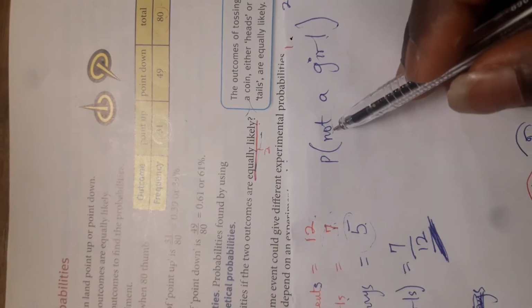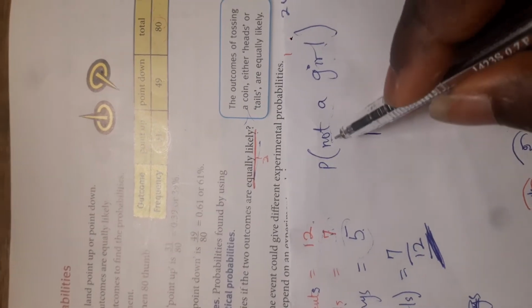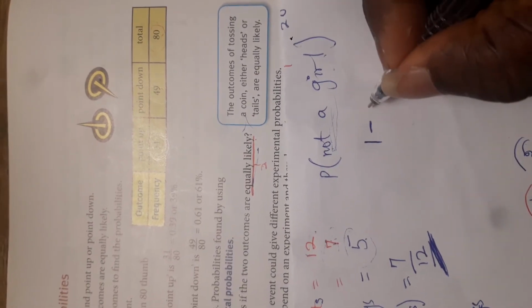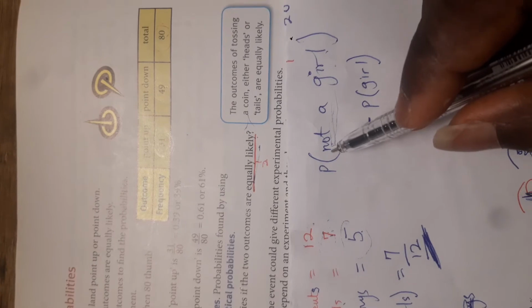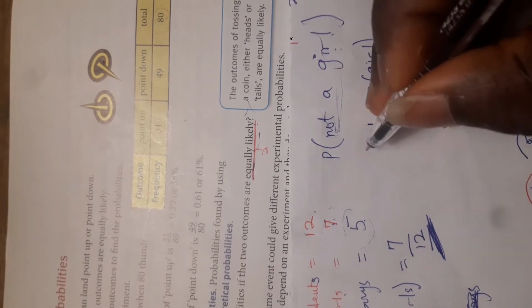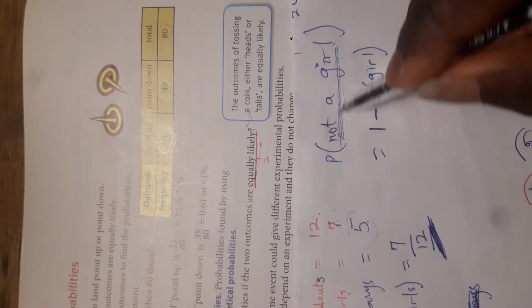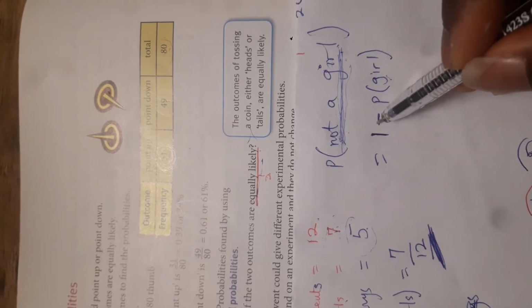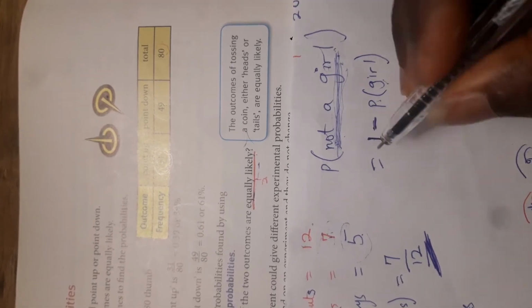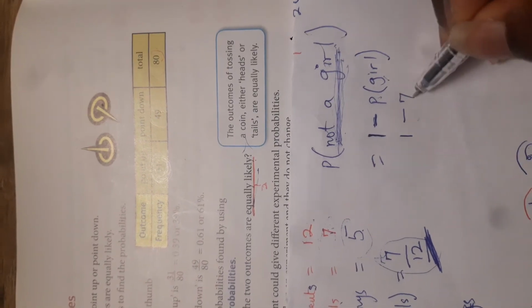So, when I ask you to find a statement like this, it means 1 minus the positive statement of this. 1 minus the probability that it's a girl. Find the probability that it's not a girl. It means 1 minus the positive statement of this. What is the positive statement? It means girl. This is the negative, not a girl. So for you to find the probability that it's not a girl, it means 1 minus the probability that it's a girl. So I have 1 minus. Now, what is the probability of girl? Here it is 7 over 12.